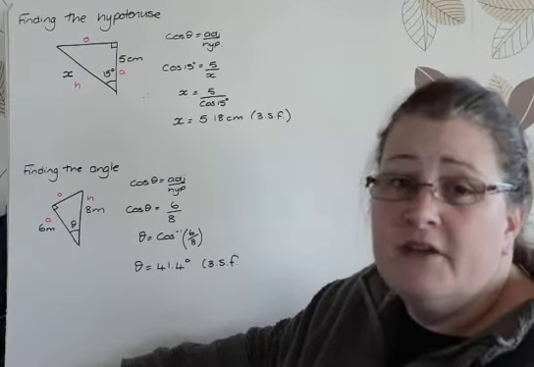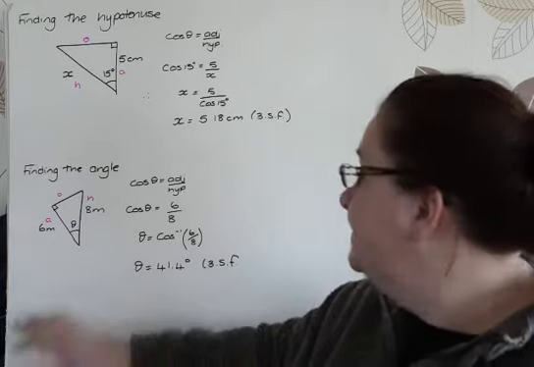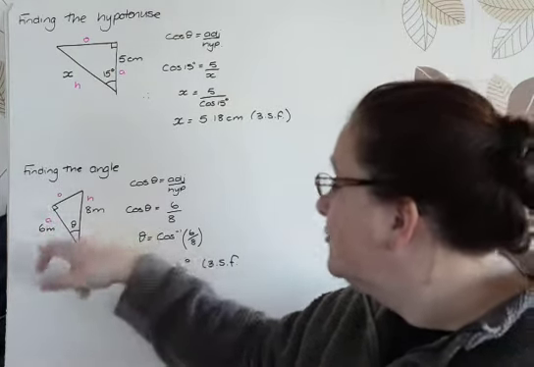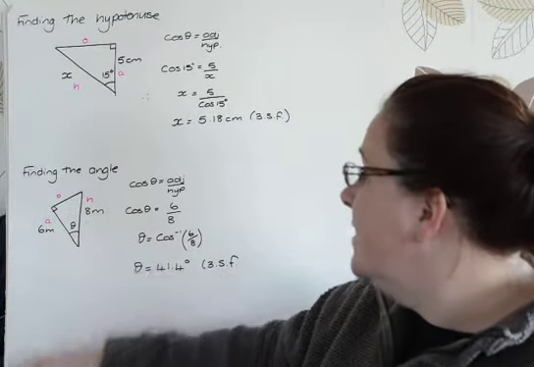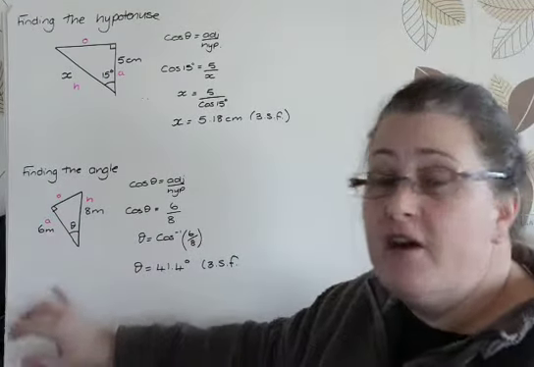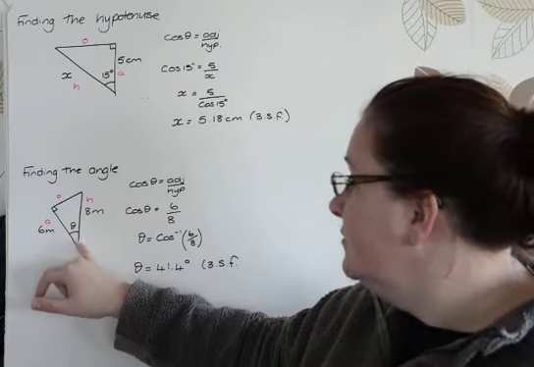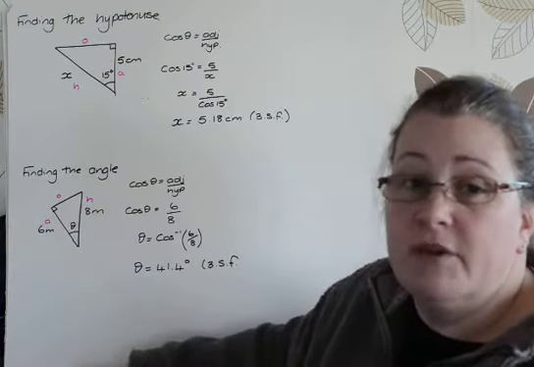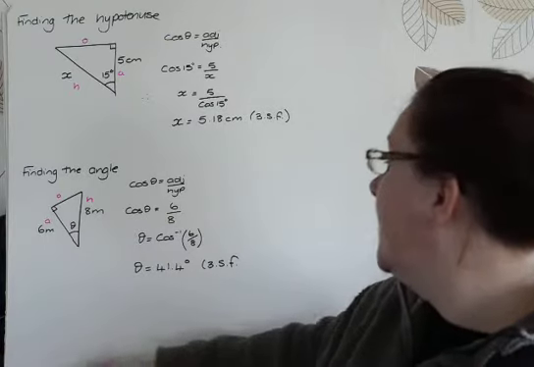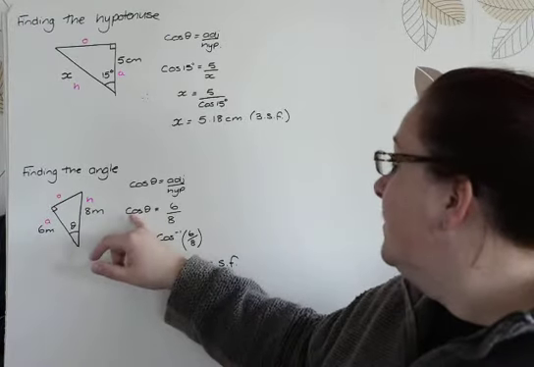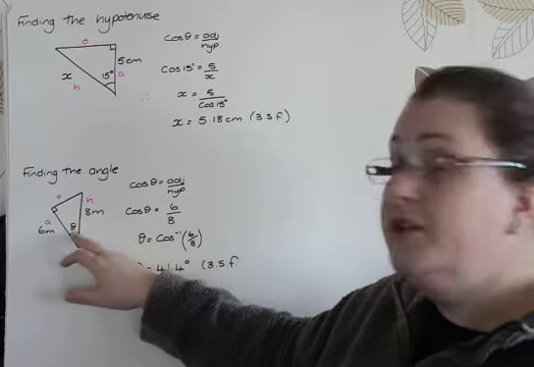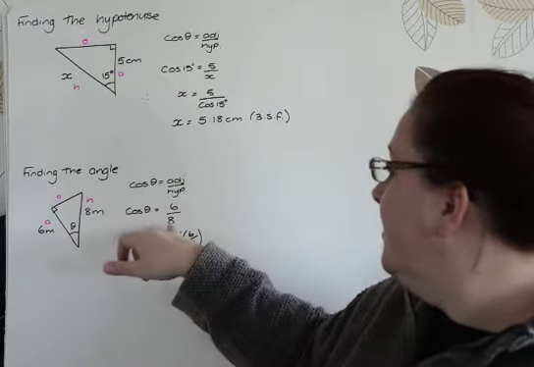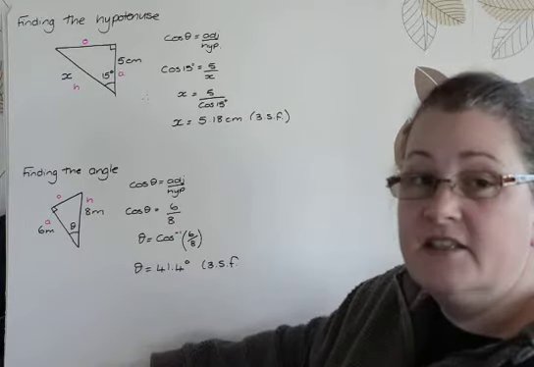So the final thing we have to do with cos is find the angle. So here I've been given this triangle, I've got 6 and 8 metres. Again, I've labelled the sides in relationship to this angle, and I found that I've got the adjacent and the hypotenuse, so again we're going to use cos. This time I'm going to say cos theta, because we don't know the angle, is the adjacent, which is 6, over the hypotenuse, which is 8.